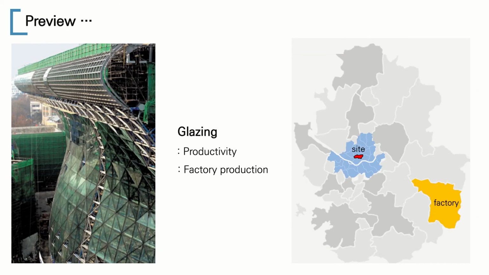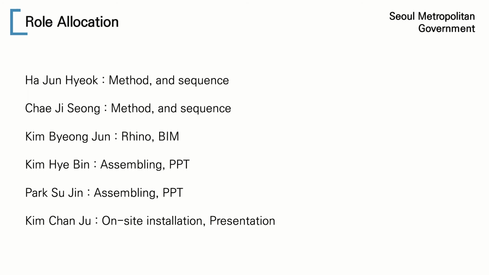The next theme of our presentation is the glazing part: its productivity and the advantages and disadvantages of factory production. Our Team 6 roles: Ha Jun-hyuk, method and sequence; Tae Ji-sung, method and sequence; Kim Myung-jun, Rhino and BIM program; Kim Hae-bin, assembling and PPT; Park Soo-jin, assembling and PPT; Kim Chan-ju, on-site installation and presentation. Thanks for listening to our presentation.